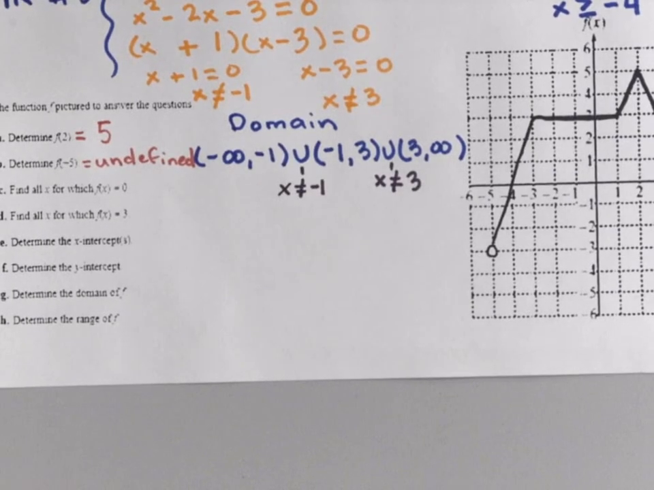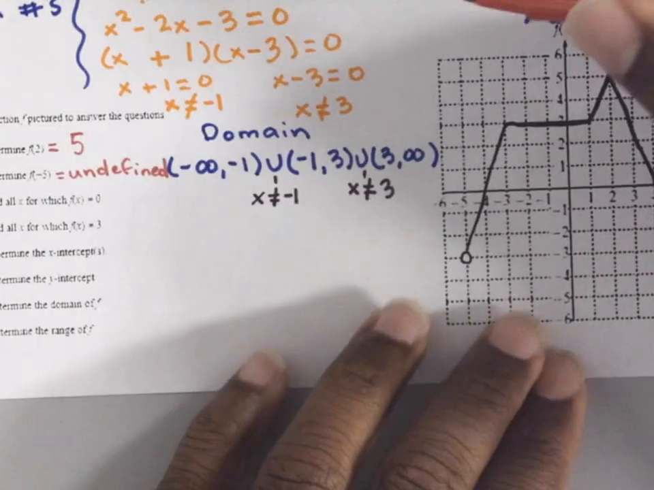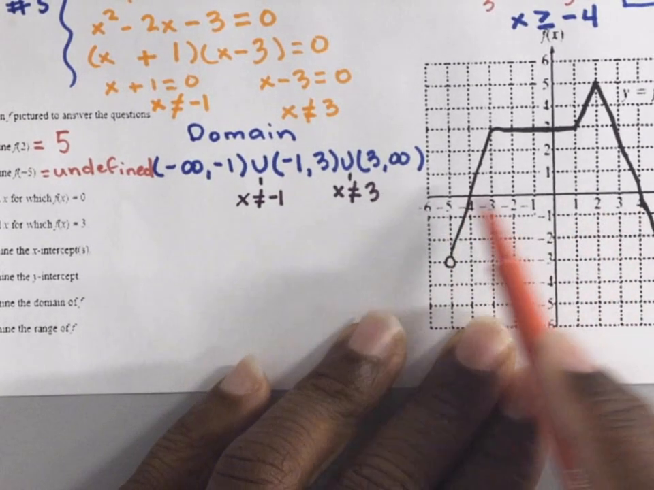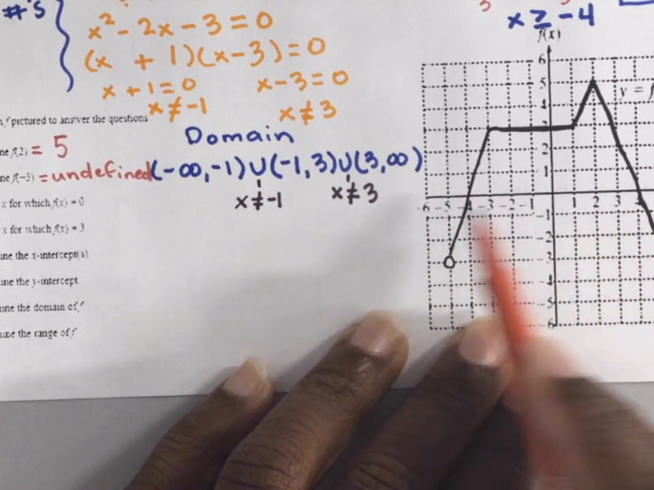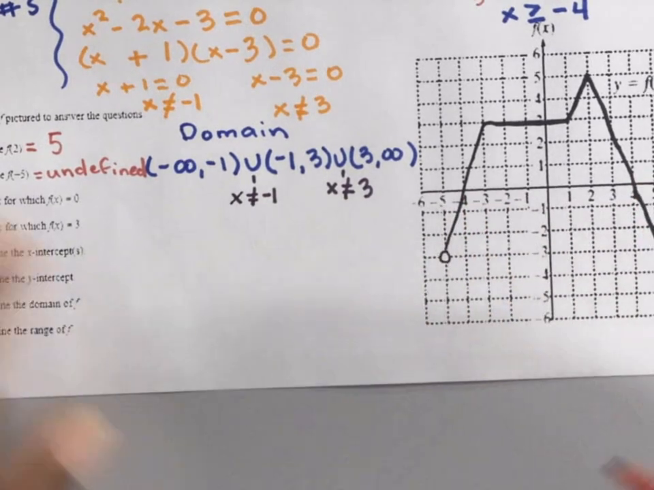All right. So it looks like we're going backwards. Find all of x for which f of x equals 0. So what is equaling 0, x or y? Y. So when y is 0, where is y 0? Yeah, the x-axis. So at -4 and at 4 would be my answer.